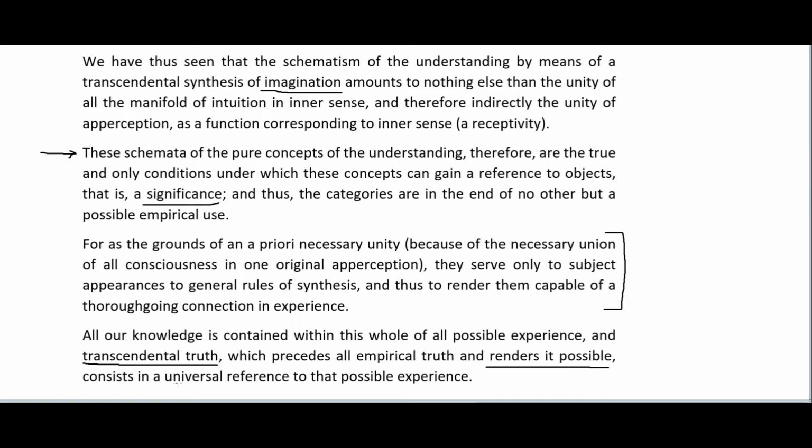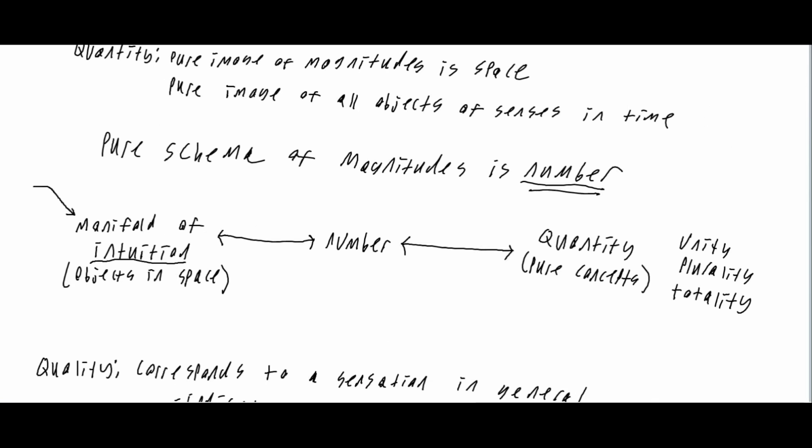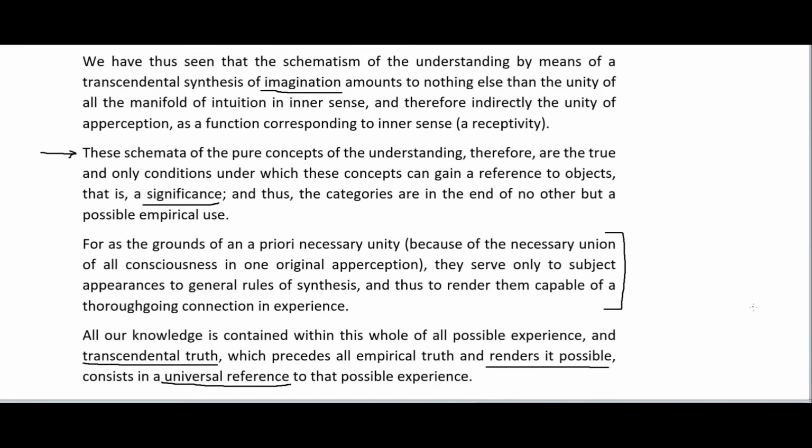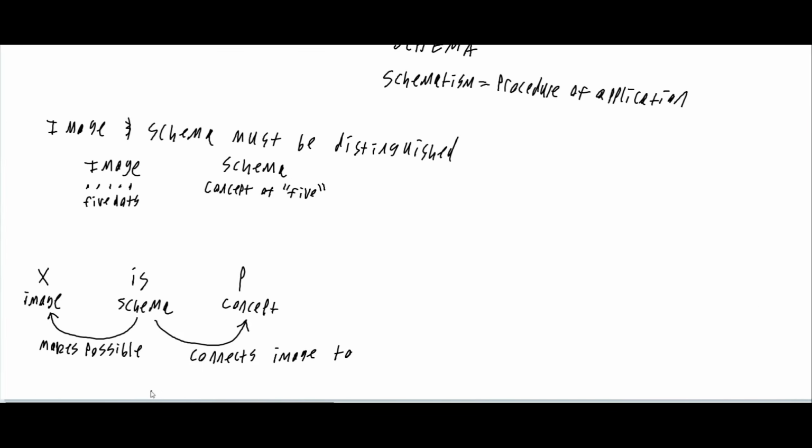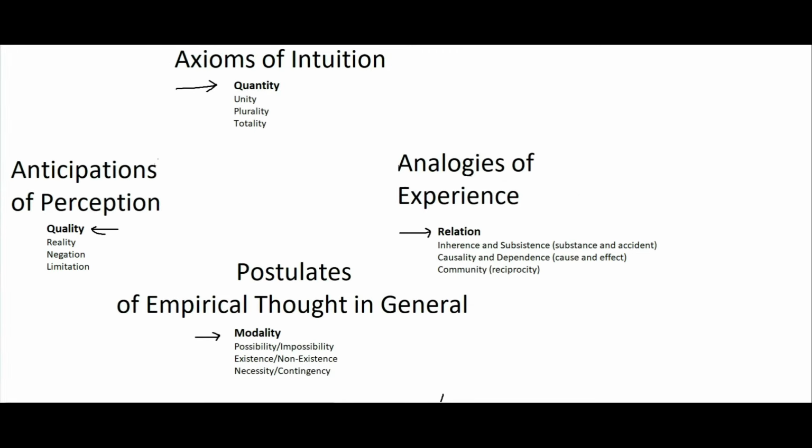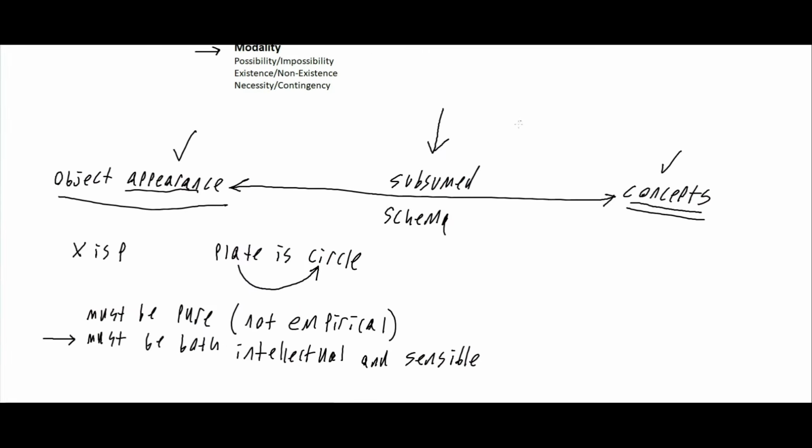The universal reference are the schema that we've been talking about, and so that is Kant's idea here of the schema, which is this mediating third thing, he calls it, that subsumes the objects of appearance, so our experience here, under these concepts.